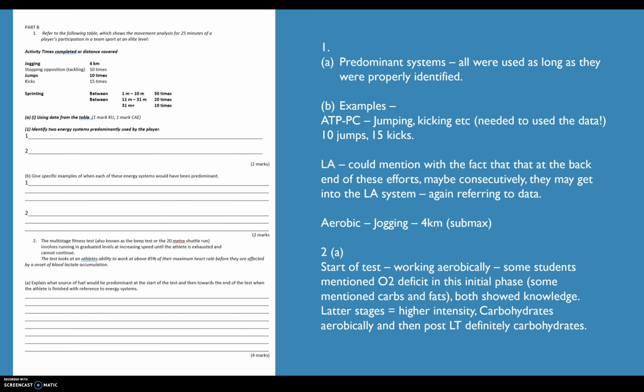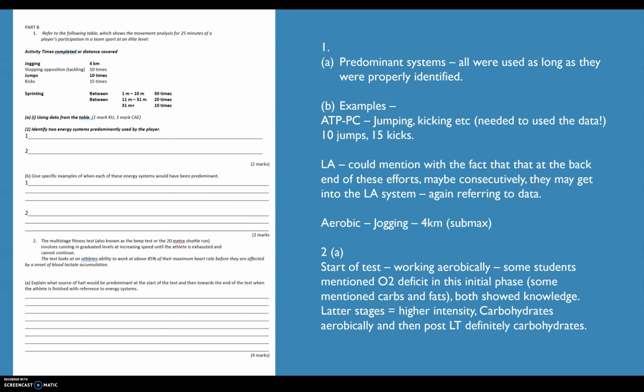So if you're talking about PC, you have to mention 10 jumps or 15 kicks. Lactic acid, you want to be specific to that. Maybe talk about the latter stages. And the aerobic was the jogging in the 4 kilometres there at the submax. So again, that's where people lost half a mark or a mark, when they weren't talking about the specific nature of what was coming off that table.